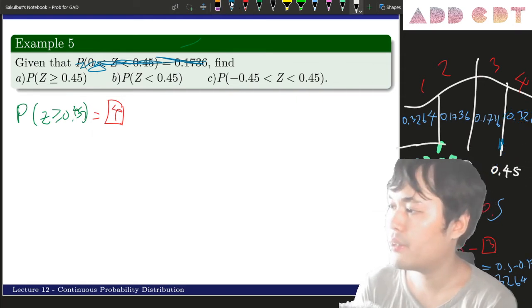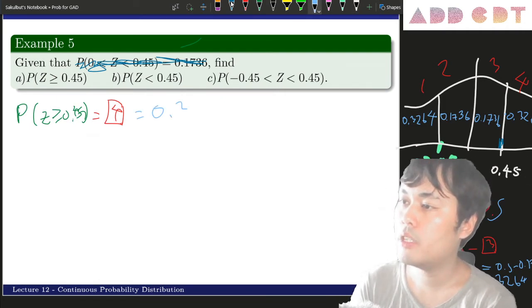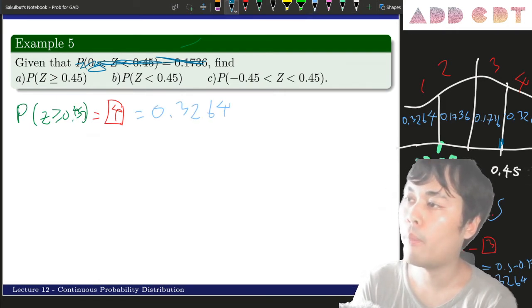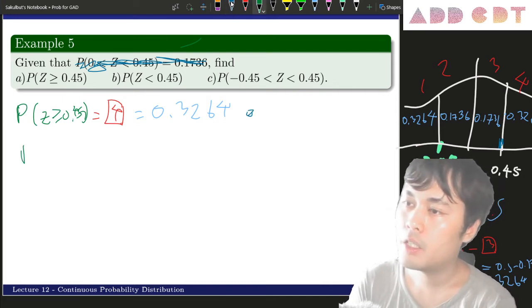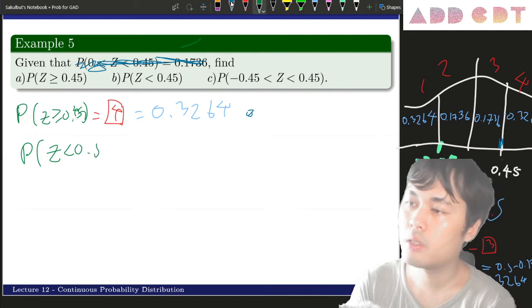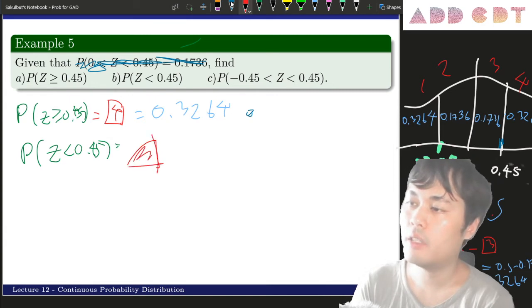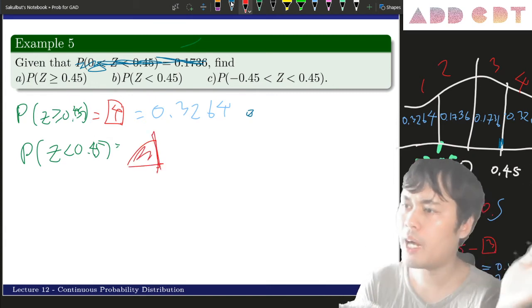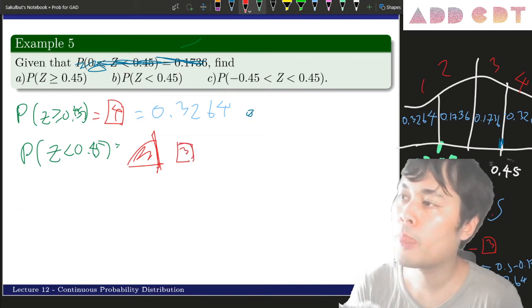I keep erasing this thing. So that's just 0.3264. Done. Next, find that region. And again, that's the left part, right? Left part of the curve plus the region 3.